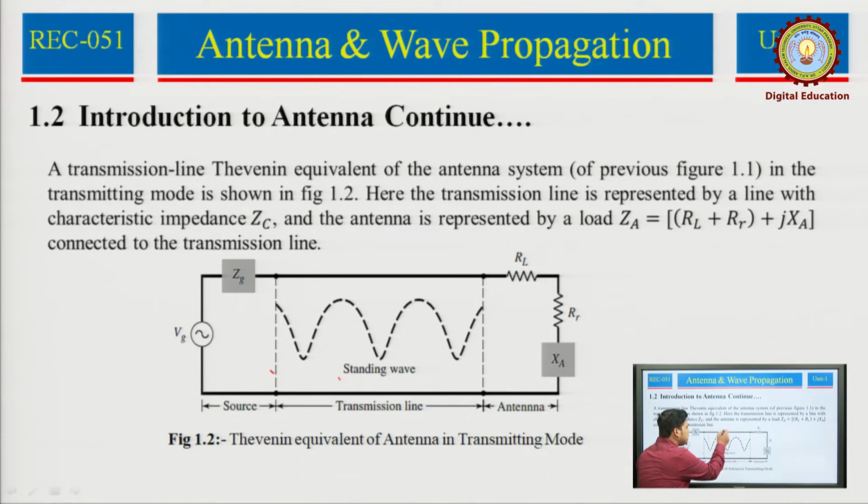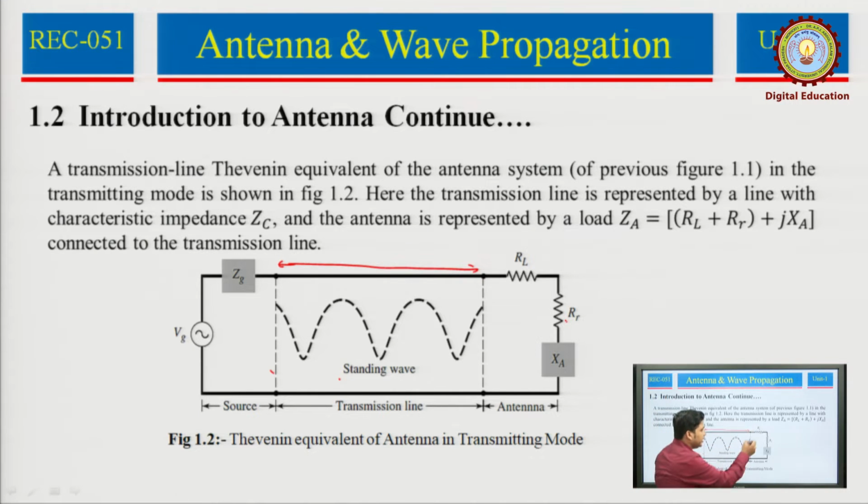Here is the transmission line. It may be built up from waveguide, it may be in the form of a 2-wire or coaxial cable, or any other form which we require. So, this is the transmission line. Again the basic definition: it is a transition structure which guides energy from the source and delivers it to the antenna, and from the antenna side, due to mismatch of impedance, the radiation starts leaking into free space. So, this is the Thevenin equivalent of antenna in transmitting mode.